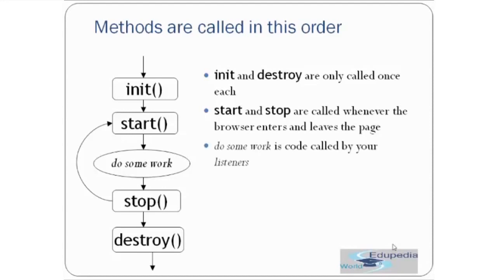Do some is a code that is called by your listener. Paint is called when the applet needs to be repainted, which means you want to write or paint or draw anything in the applet. Now let's see the paint method. Public void paint, Graphics g. Now let's see what the paint method does.